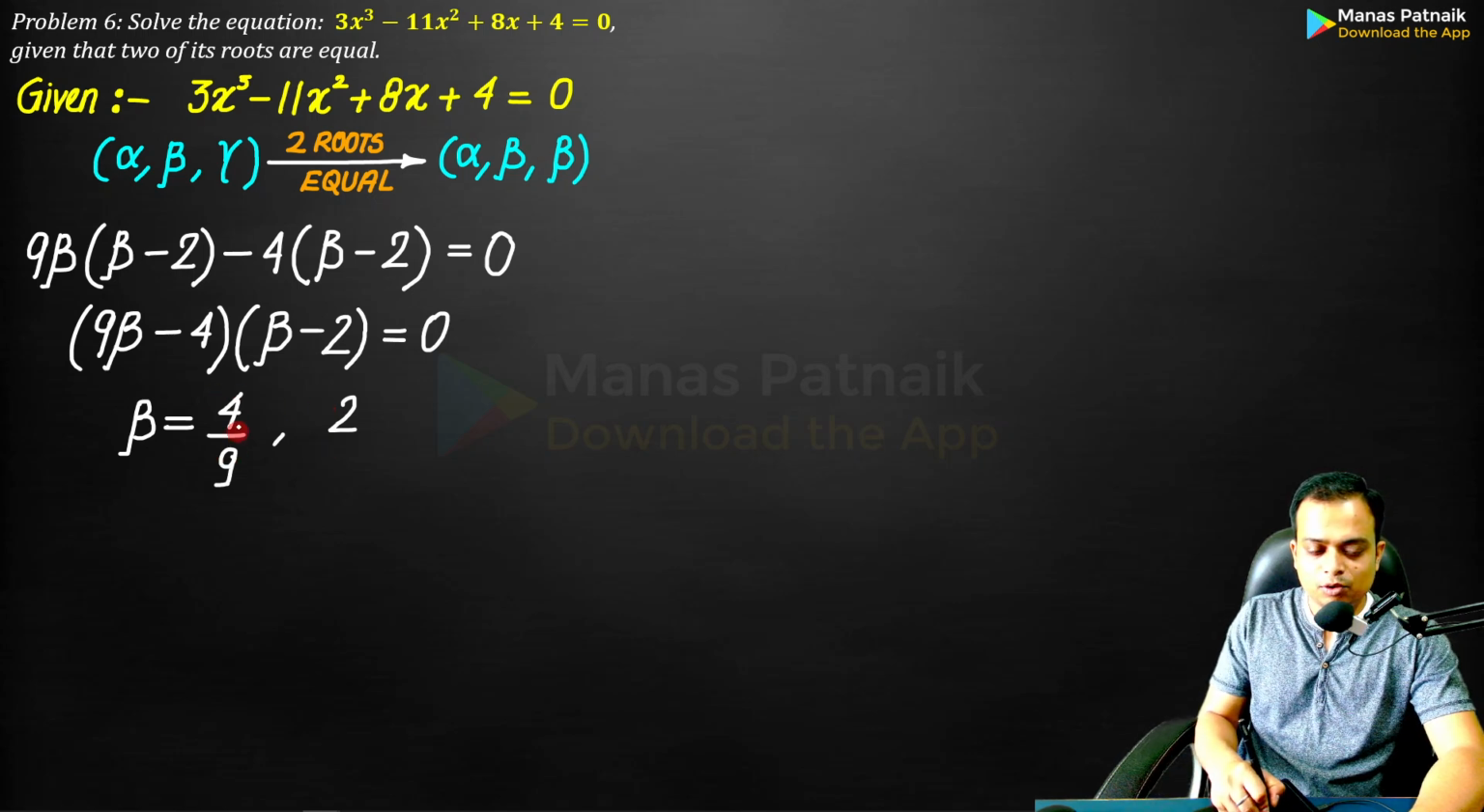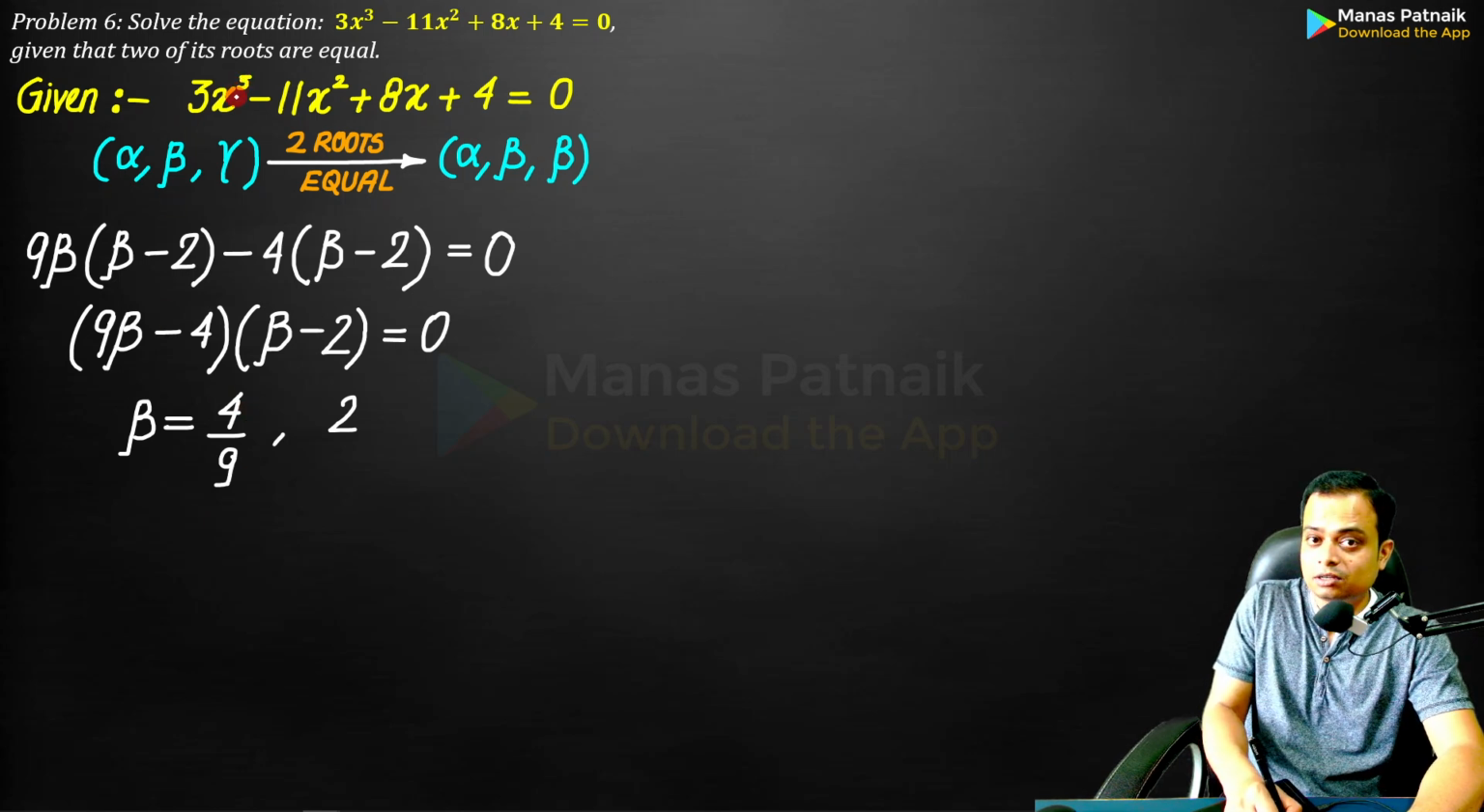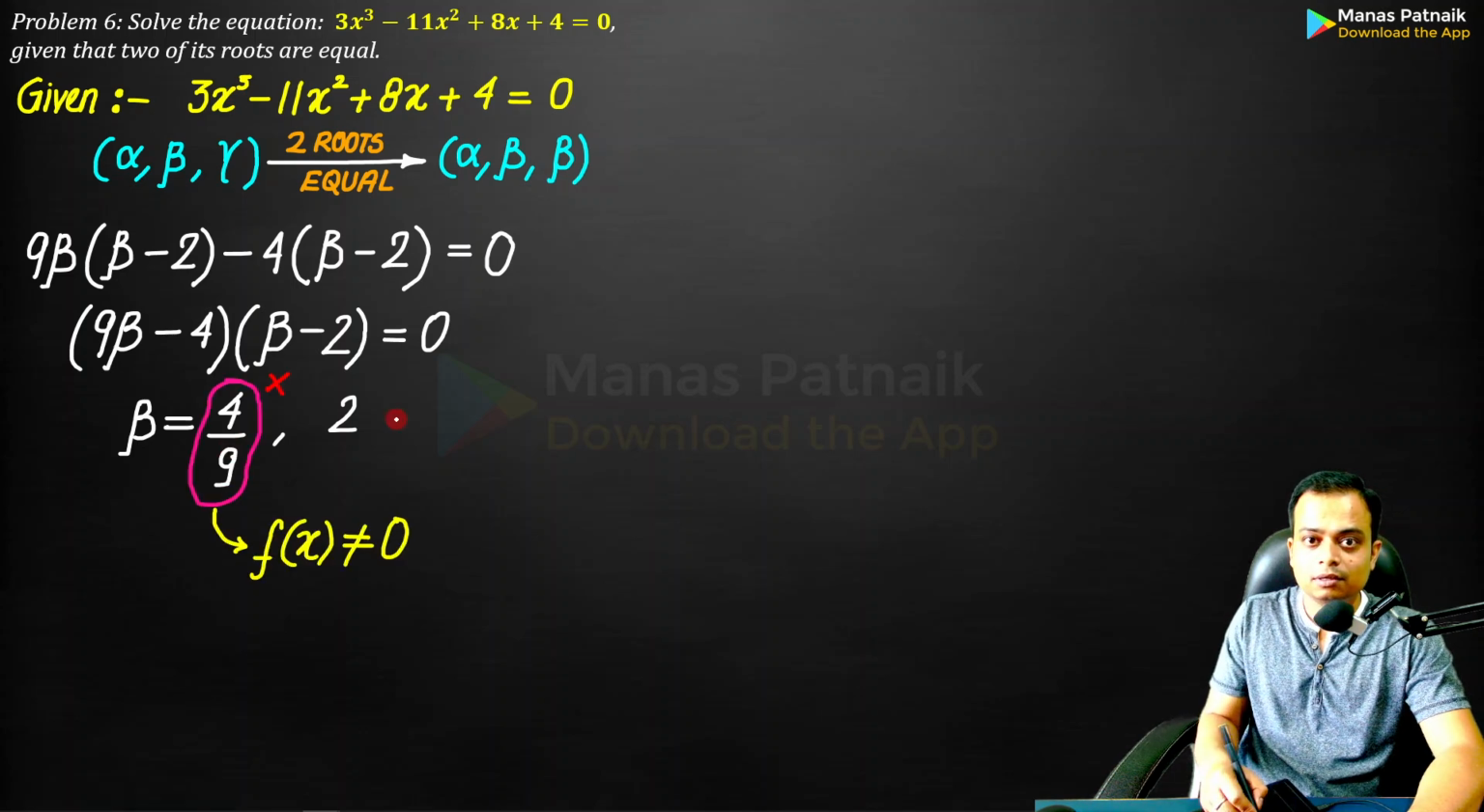Try to plug in this value 4 by 9 into this equation. If beta is the root of the equation, then 4 by 9 must satisfy this equation. F of x should be equal to 0. If it is not equal to 0, then this 4 by 9 is not a root. Let's try to do this. When we do that, we realize that f of x is not equal to 0. Therefore, I have crossed it.